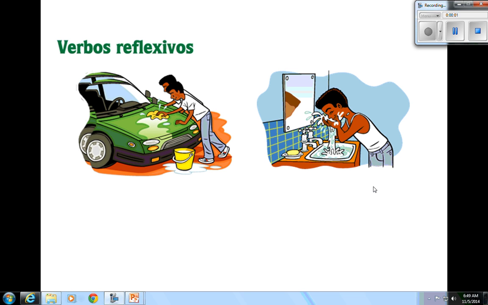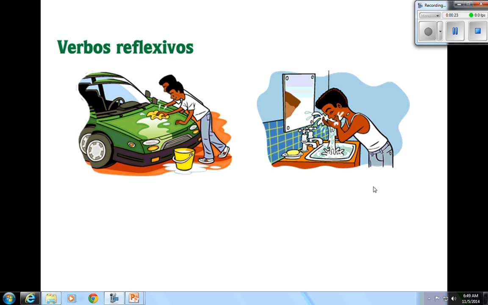Today we're going to do something called reflexive verbs. Verbos reflexivos in Spanish. You've done this already. It's just that you don't know you did it. You did this in 7th grade, and I'll show you in a few slides how you did it in 7th grade. Take a look at these two pictures.